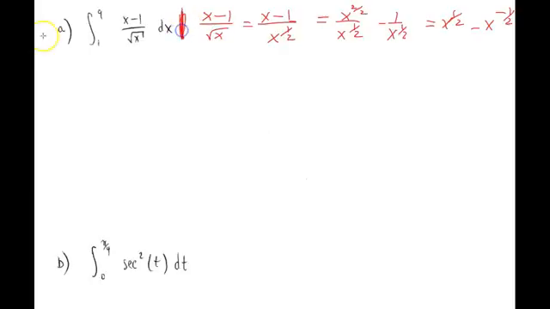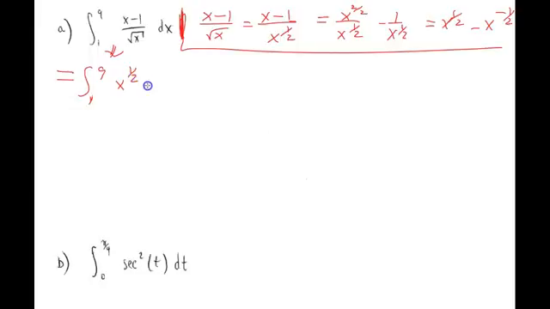So what all this means now is that when we come here and rewrite this integral, then this will be from 1 to 9 of x raised to the 1/2 minus x raised to the negative 1/2 dx. And of course, at this point, we can just use our power rules to evaluate this.